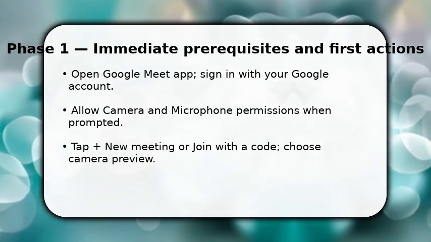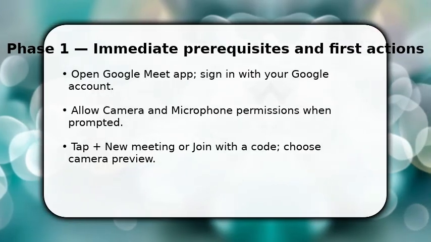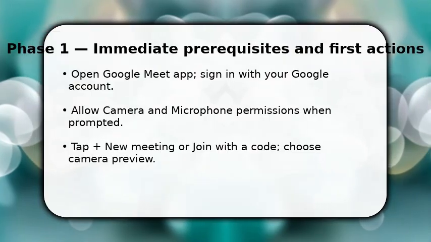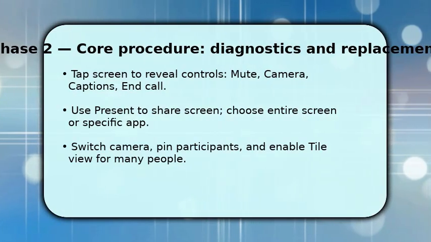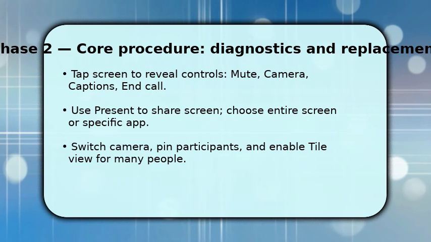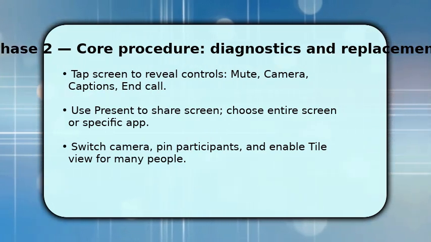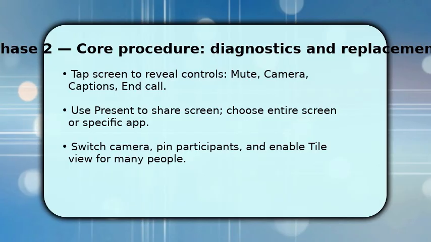Make sure to check the camera preview and microphone level before you join. If you see a mic icon with a slash, unmute it before entering the call. Once inside, tap the screen to reveal in-call controls and use them intentionally. You can mute or unmute quickly, turn your camera on or off, and enable live captions for clarity.